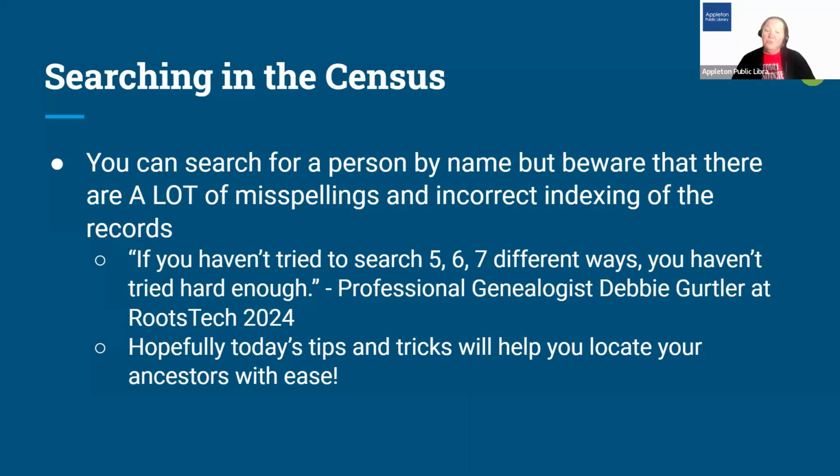She said, "If you haven't tried to search 5, 6, 7 different ways, you haven't tried hard enough." So always keep that in mind when you're searching genealogy, and especially in census records, because sometimes it's really difficult to find who you're looking for, even though you know they should be there. But hopefully, some of the tips and tricks I'm going to give you today are going to help you locate your ancestor with ease, so you won't have to search 5, 6, 7 different ways, and maybe you'll find them on the 3rd or 4th try.